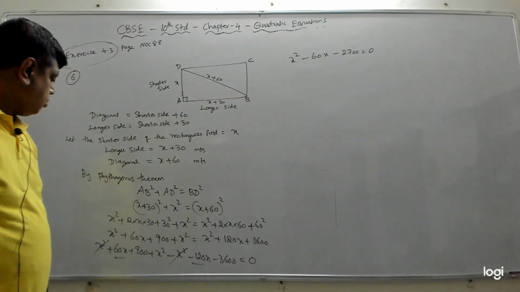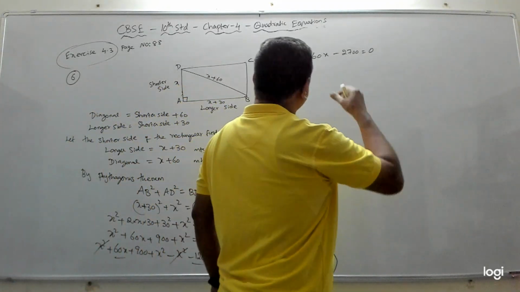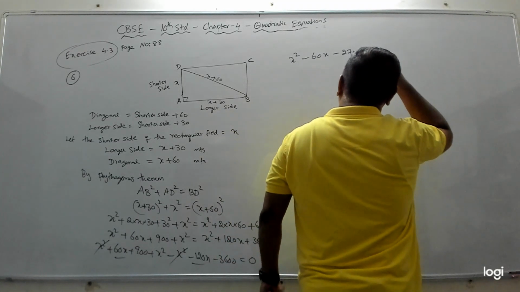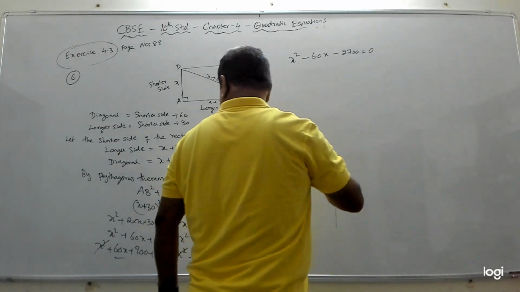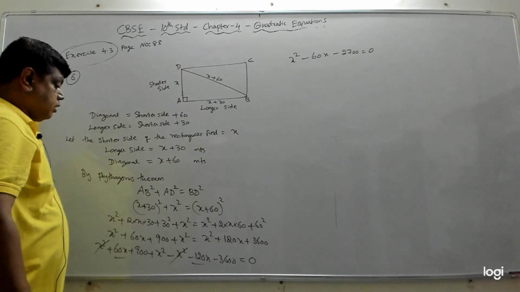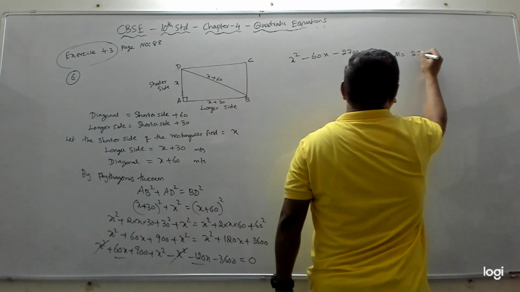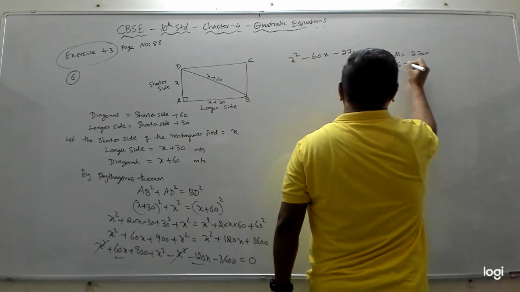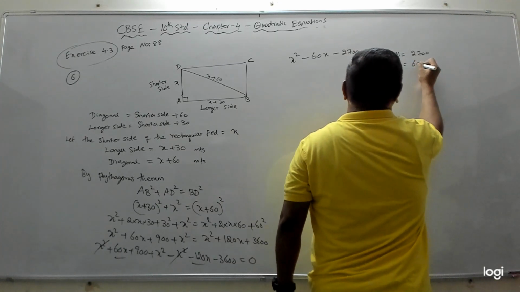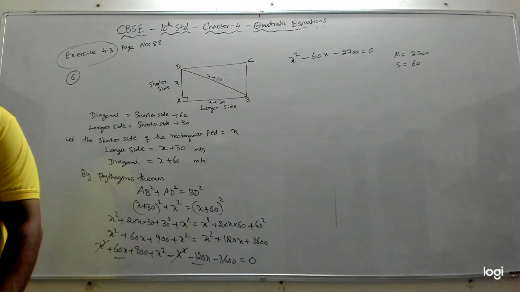Fine. Now what we should do is find two numbers such that when we multiply the two numbers we get 2700. The same two numbers, if we subtract, should give 60. So we should find what the two numbers are.